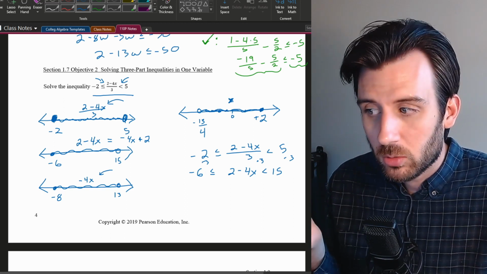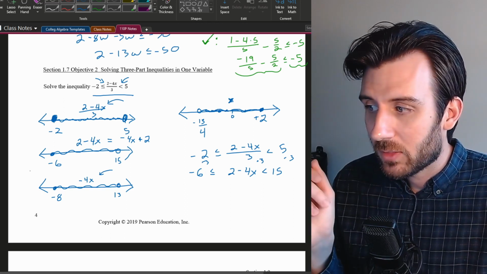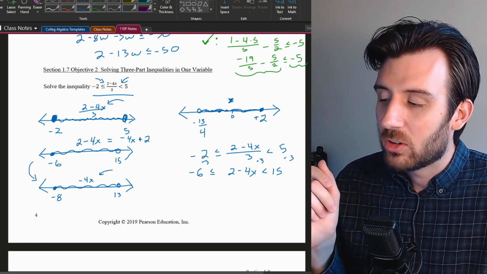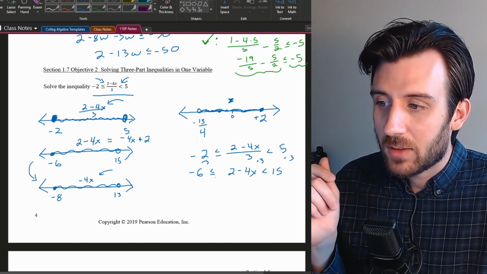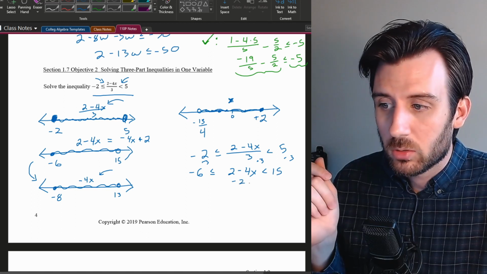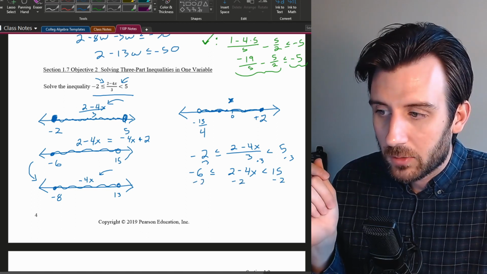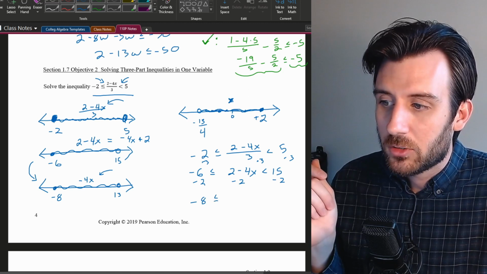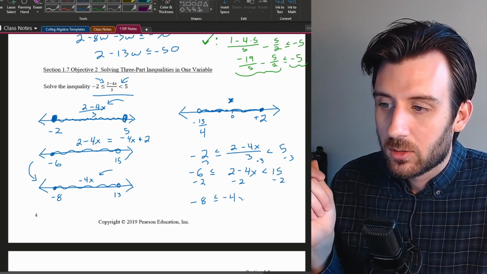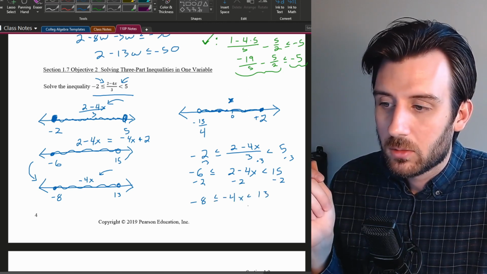We tried to take away the 2. That caused everything to shift over. That was in this step right here. We shifted the negative 6 to the negative 8 and 15 to the 13. So if we subtract 2 from everything, that's also valid. Negative 8 less than or equal to negative 4x less than 13.